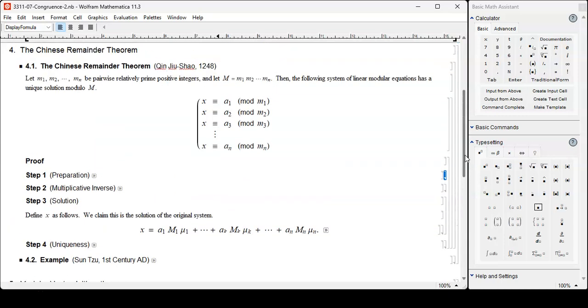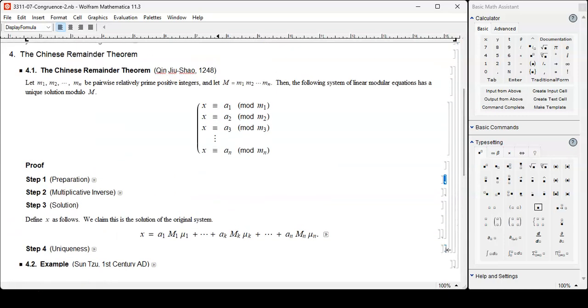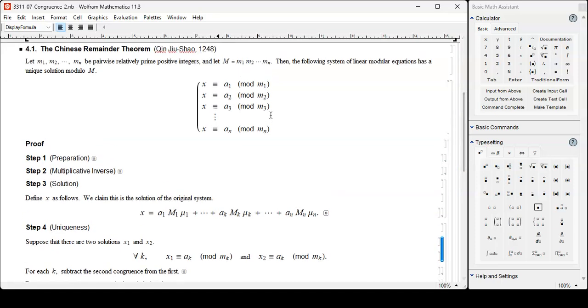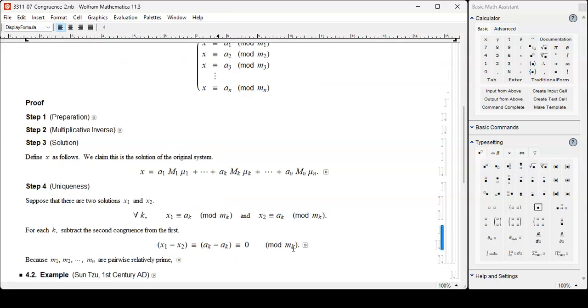What if there are two solutions, x1 and x2? Well, both of them satisfy the system. So for each k, x1 is congruent to ak modulo mk, and same goes for x2. Therefore, if I subtract one from the other, you get x1 minus x2 is congruent to ak minus ak, which is 0 modulo mk.